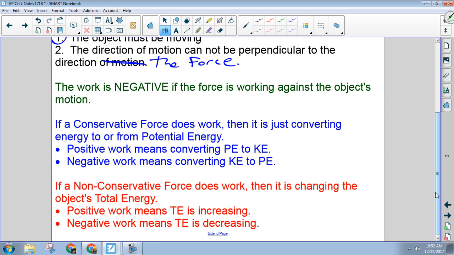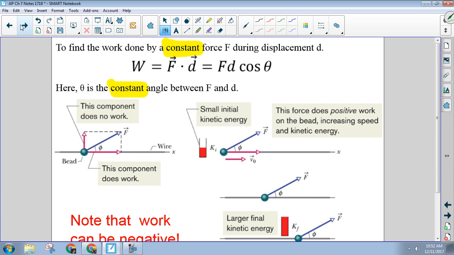Here's what I really want to focus on today: these equations. If you're trying to find out how much work is done by a constant force, notice I highlighted it there because it is very important. I think I did not do a great job stressing this last year.